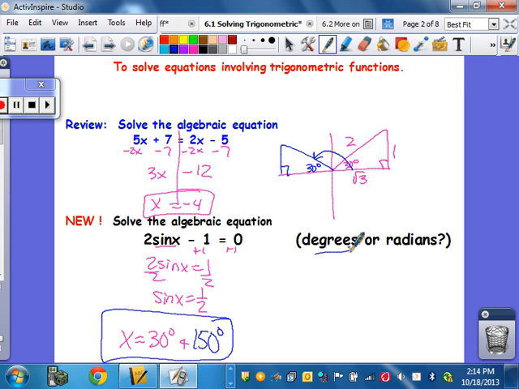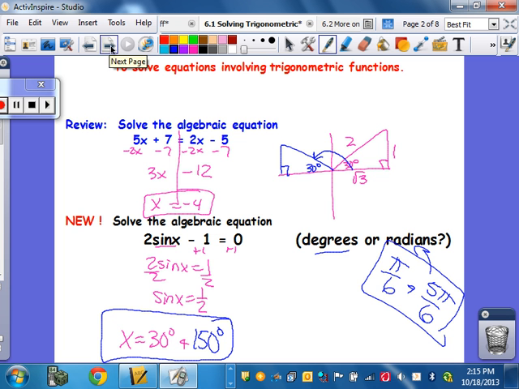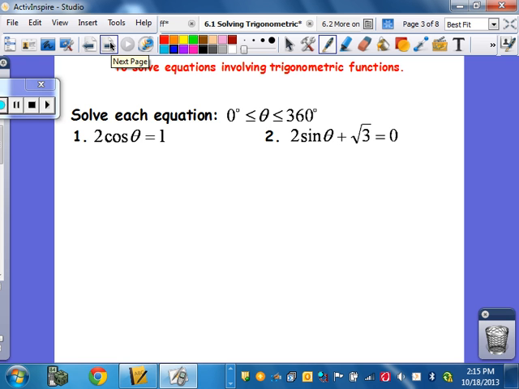All right? What if they were in radians? You would just say it's pi over 6. That's your original one. Okay? And then your pi over 6 shy of pi, which is just 5 pi over 6. So if it was in radians, that would be your answer. So you kind of got to figure out what the directions are asking, and that's kind of the process to do that. Okay? So now if I go to another example, 2 cosine theta equals 1.